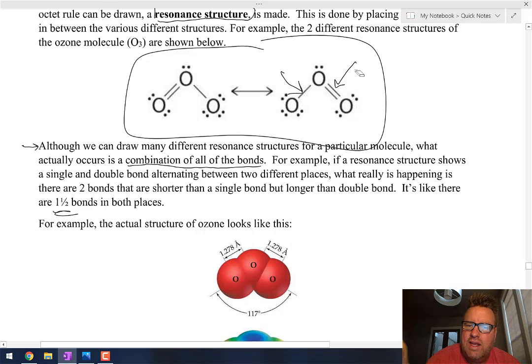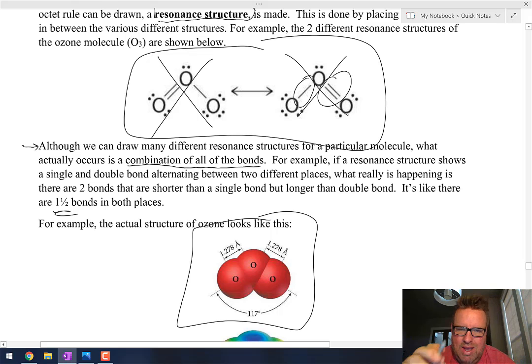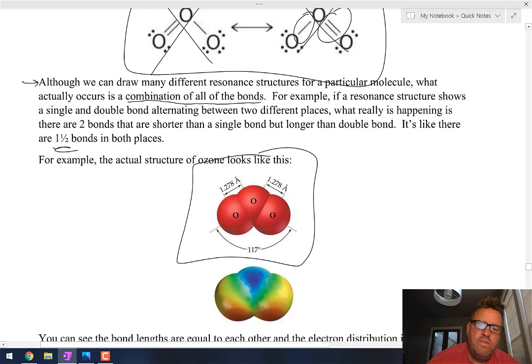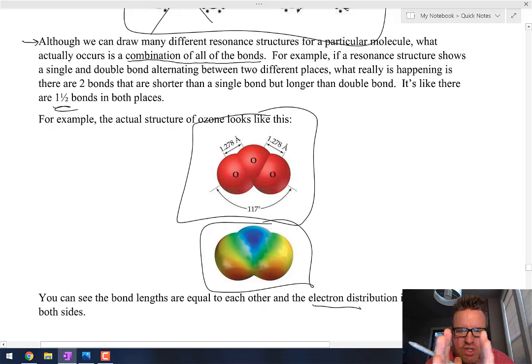So if that were the case, if we had the double bond and the single bond, one of the bonds would be shorter than the other one. But here's the real evidence of it. We know that in the ozone molecule, the bond lengths are actually the same, which means it's not this one and it's not this one. It must be, like it says above, a combination of both of those. And then this one here is called the electron distribution one. You can see how symmetrical it is in terms of the electrons, which again tells you that those bond lengths are the same.